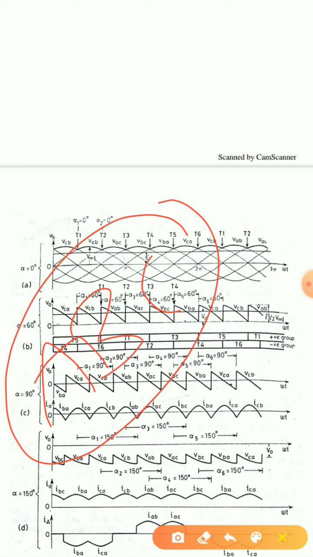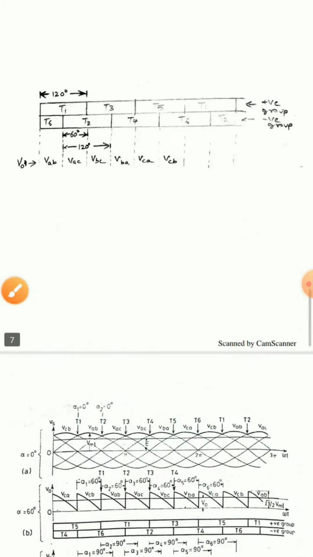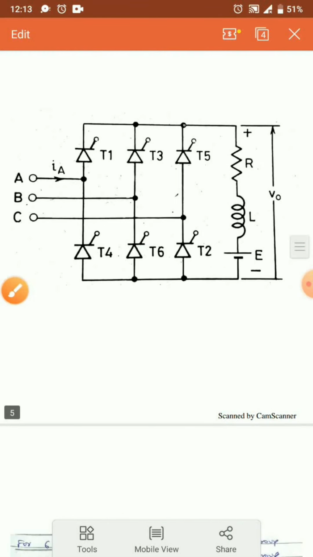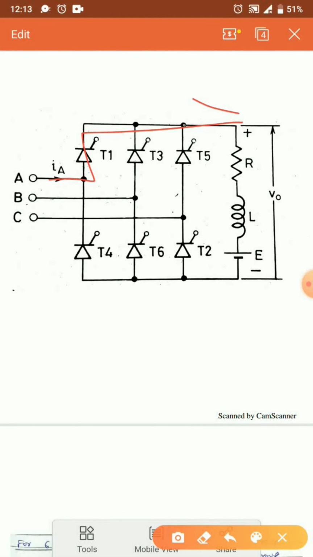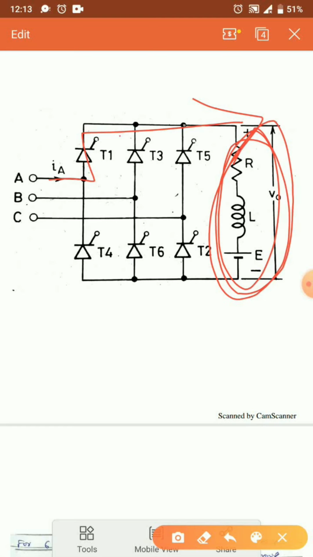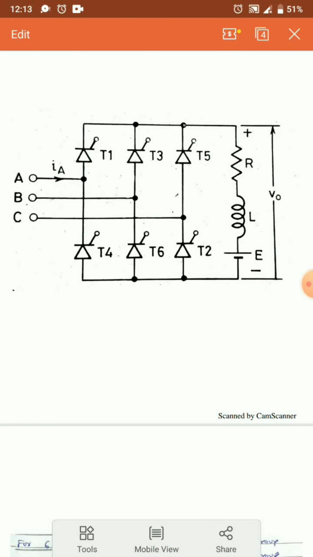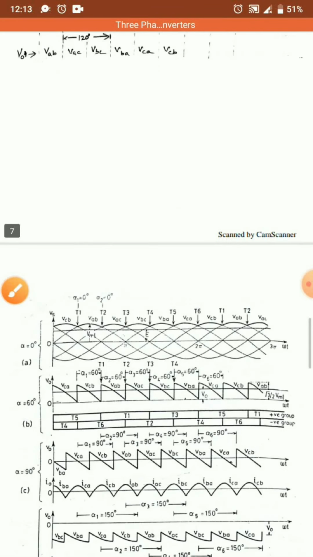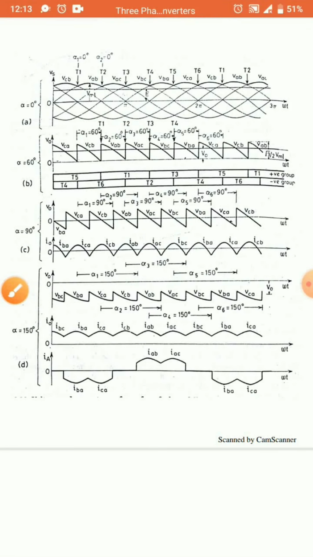Now, for the source to energize the load, one SCR from the positive group and one SCR from the negative group should conduct. That is, if a current flow has to be there across the load, a positive group thyristor and a negative group thyristor both should conduct. Then only will I get a current flow across my load.